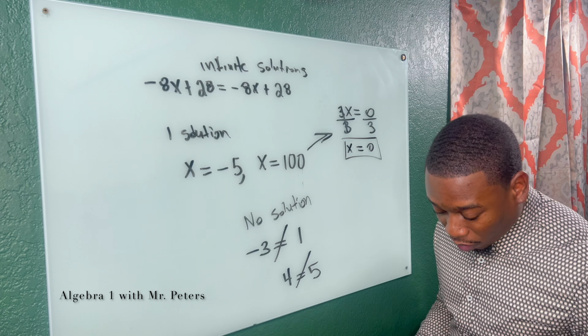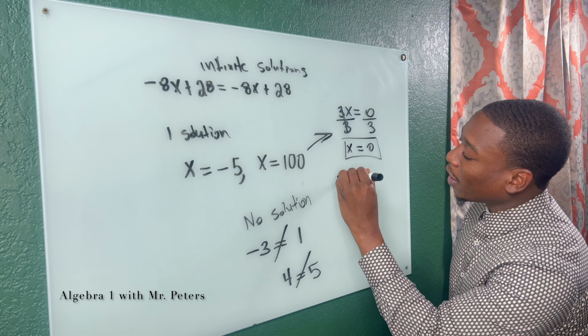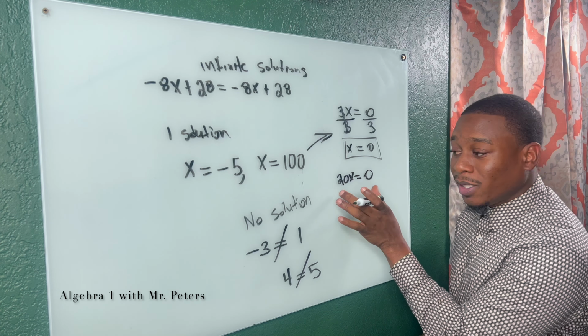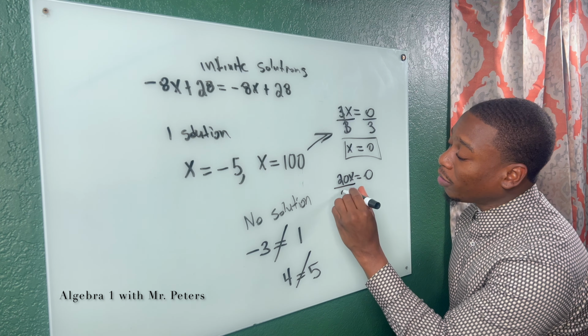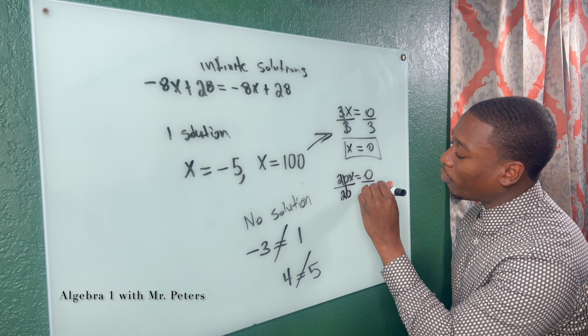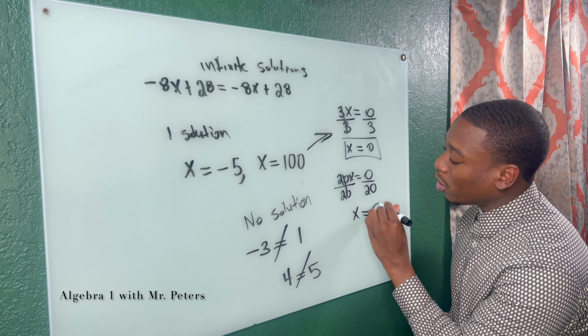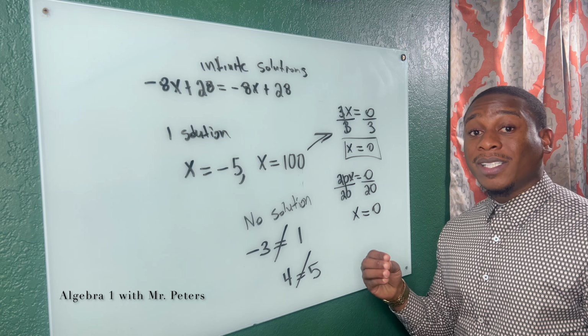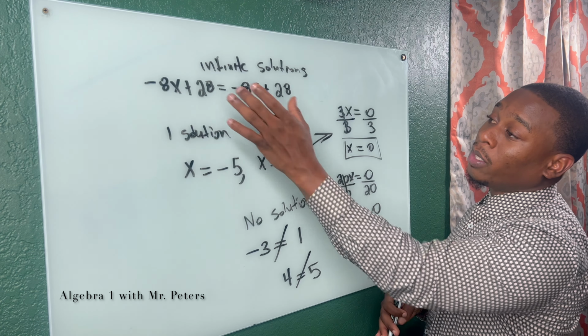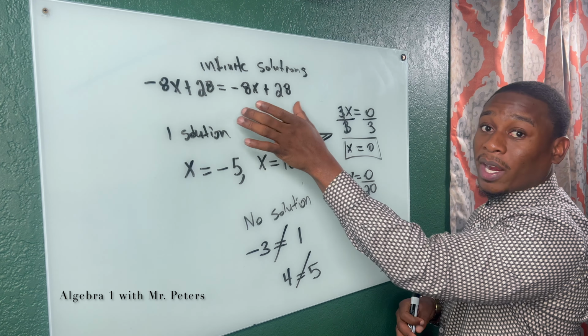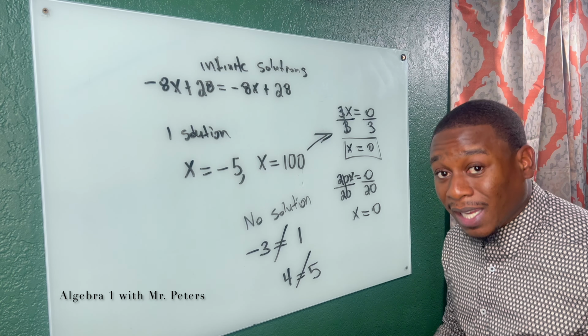Let's say we had a different problem where it was 20x is equal to 0. This is not a no solution answer. No, not at all. We would have to divide by 20, right? Follow those equation steps, and x would actually be equal to 0. Plugging in 0 will give us a situation where the left hand side is going to be equal to the right hand side, meaning a true statement.